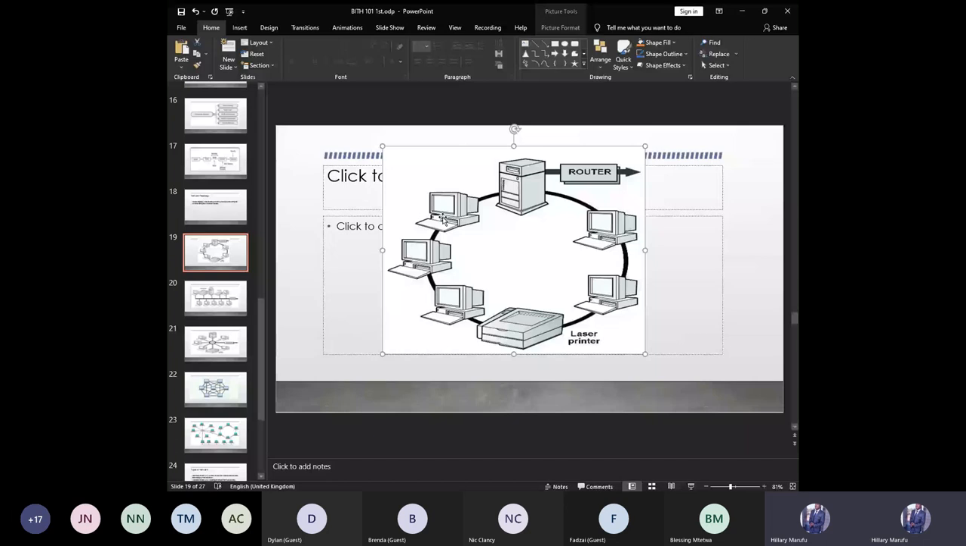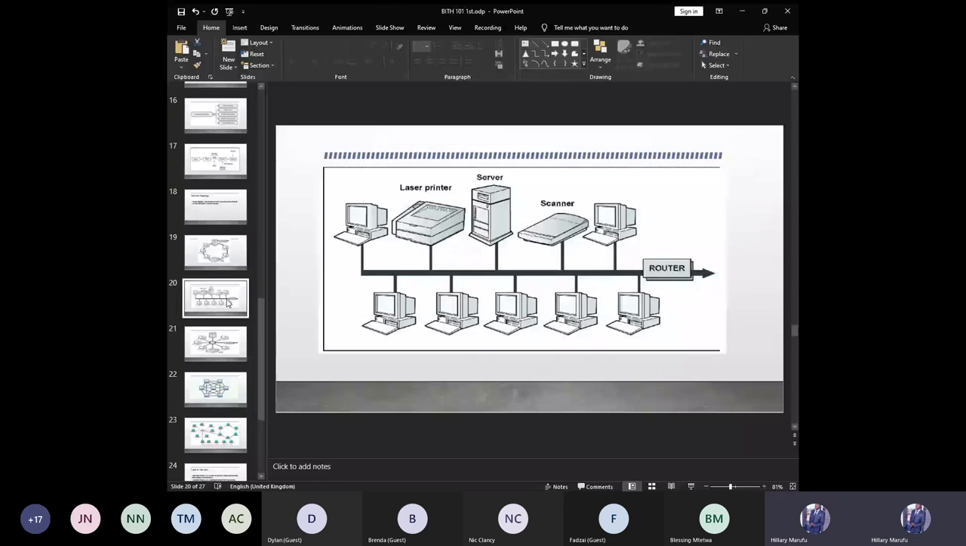So the next one is called a bus. And if you notice, in the token ring there is no router, and in the bus there is none either. We're going to talk about what a router is in the next slides to come.